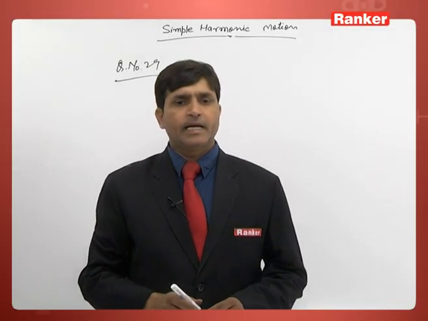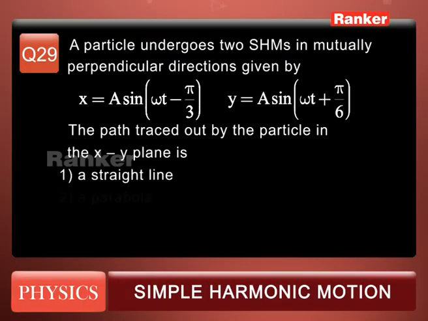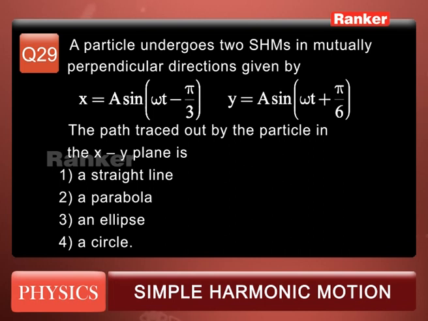The question is given as: a particle undergoes two simple harmonic motions in mutually perpendicular directions given by x is equal to a sin of omega t minus pi by 3 and y is equal to a sin of omega t plus pi by 6. The path traced out by the particle in the xy plane is: the first is a straight line, second is a parabola, third is an ellipse, and fourth is a circle.